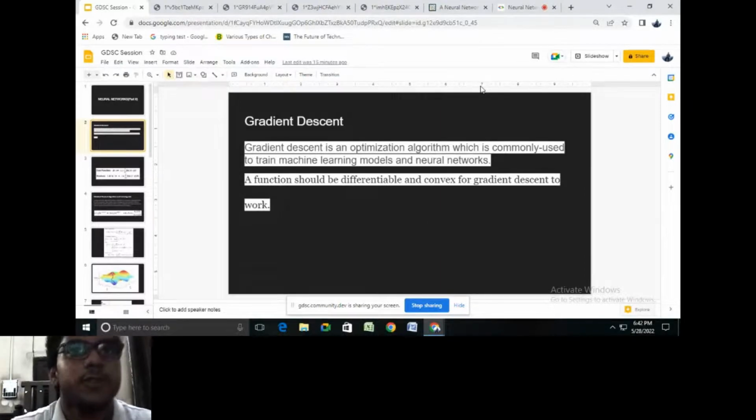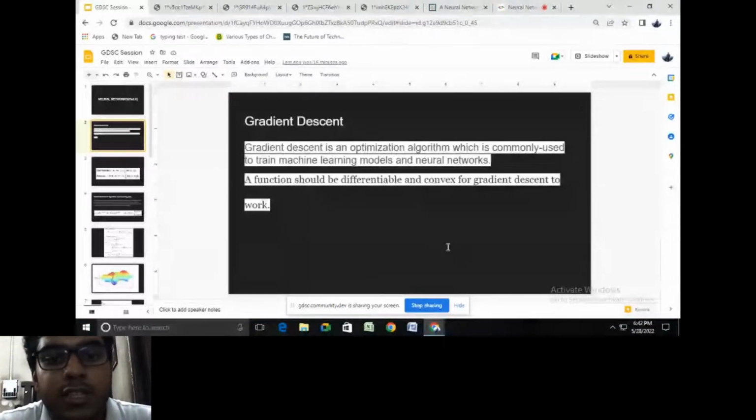So we will start off with gradient descent again, where we ended the last session. What is gradient descent? First of all, in machine learning, gradient descent is an optimization algorithm which is commonly used to train the machine learning models and the neural networks.